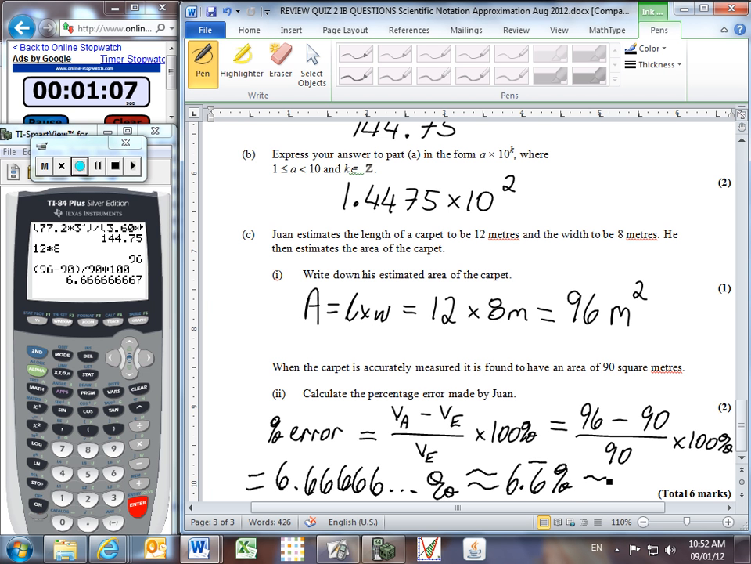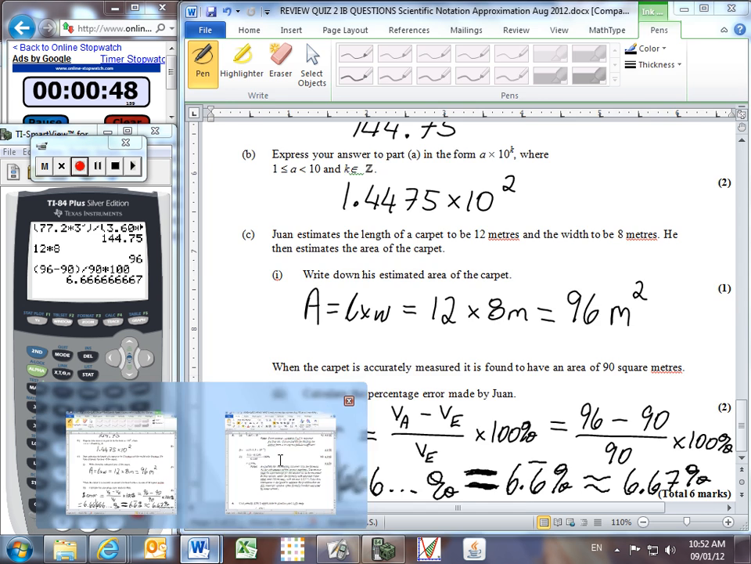That's going to be exactly equal to, isn't it? But I imagine that IB's probably expecting you to round to 3 significant figures, 6.67, because after 3 significant figures, the 6 is higher than 5 and raises the last digit to a 7. Don't forget your percentage sign.